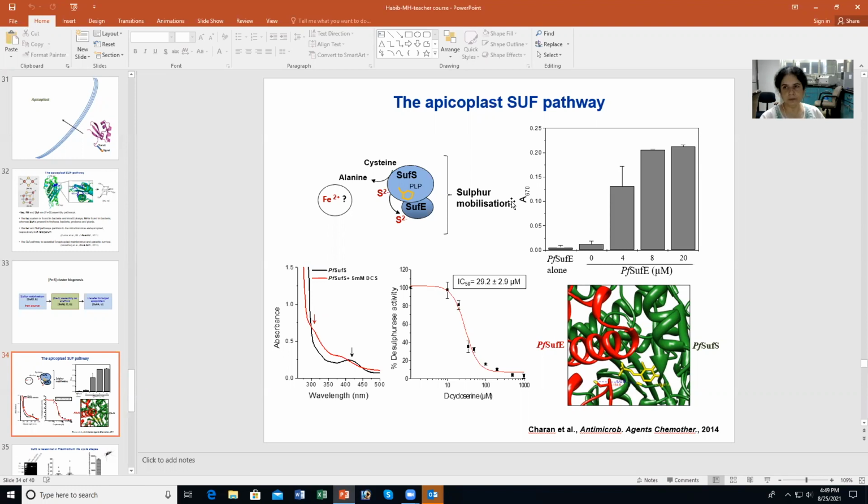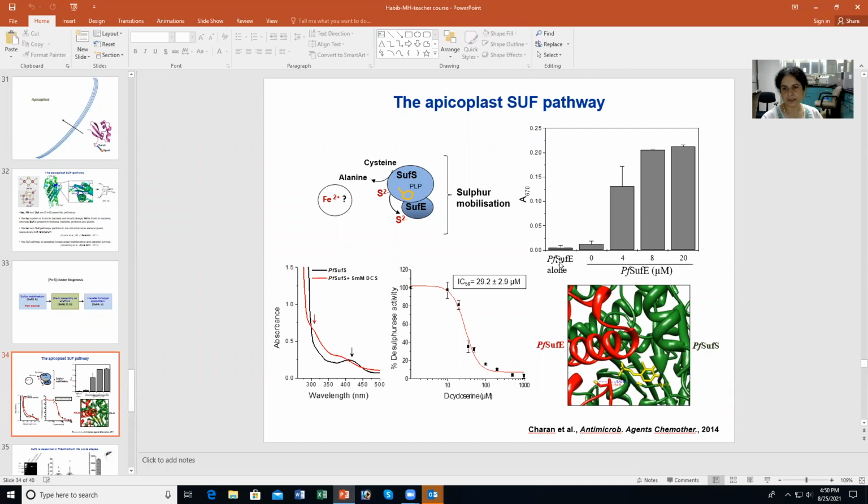Now, if you want to see whether the SufS protein, which was a putative cysteine desulfurase, can convert cysteine into alanine, and by doing so, release a persulfide intermediate. And this release process is enhanced by interaction with SufE. So we used this assay to try and understand what was happening.